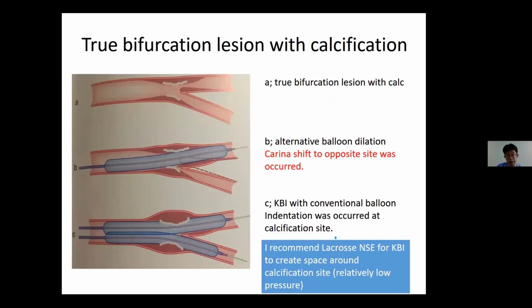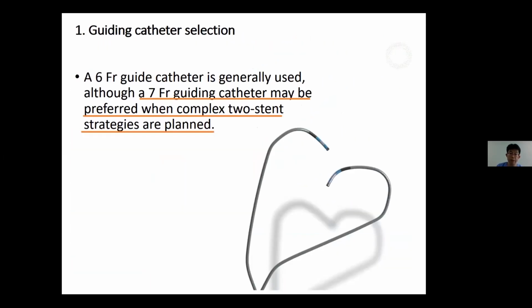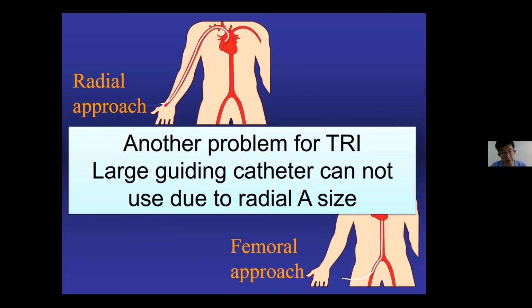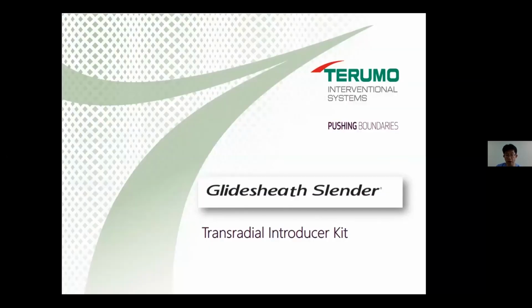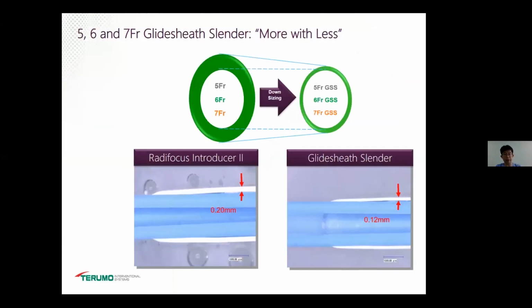I recommend the NC balloon for KBI to create a space around the calcification site. And a 7 French guide catheter is superior in such a situation when a complex two-stent strategy is planned. Especially, the radial approach is another problem point here, right? The large guiding catheter cannot be used due to the radial artery size compared to the femoral approach. However, Terumo sells the Glidesheath Slender. This is a very useful catheter for TRI.